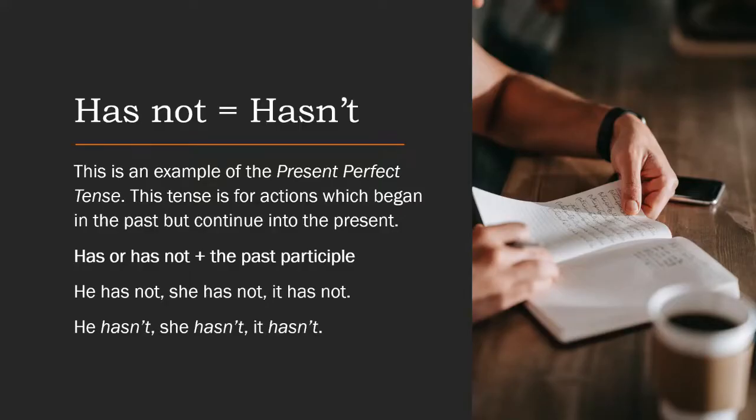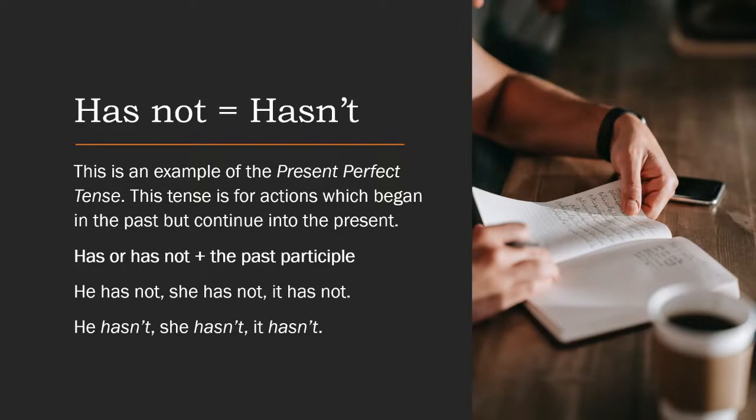First, we're going to look at the contraction hasn't. This is a combination of the two words has and not. Hasn't is an example of the present perfect tense. This tense is for actions which began in the past but continue into the present. Has or has not cannot function by itself. It needs to have an additional past participle, which we will see in the upcoming sentences.